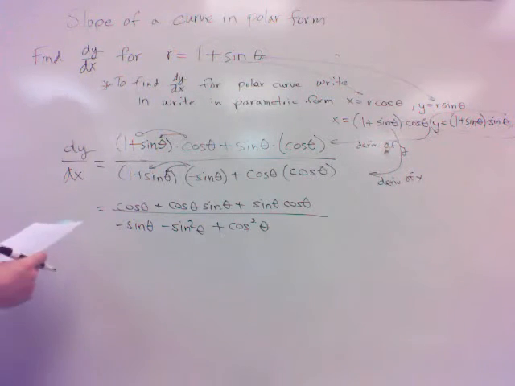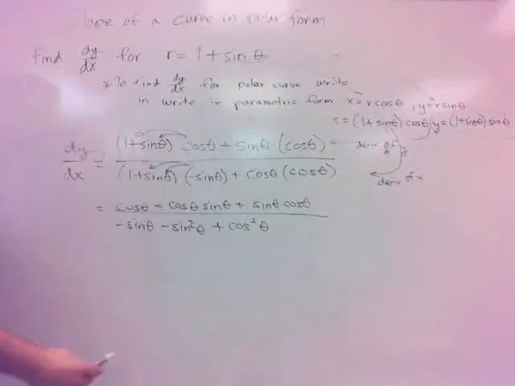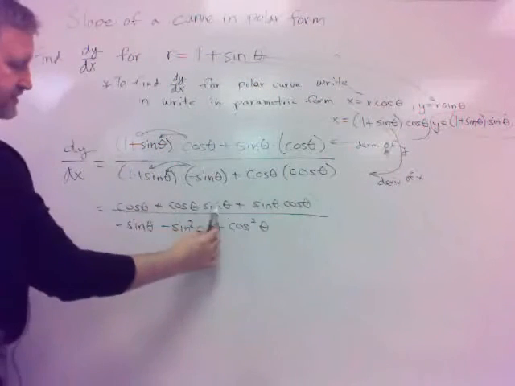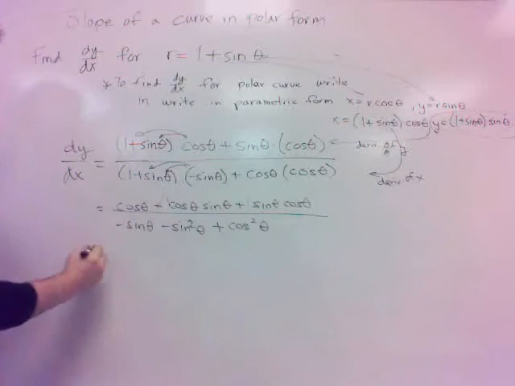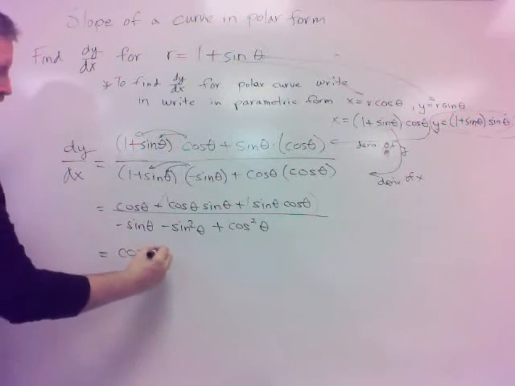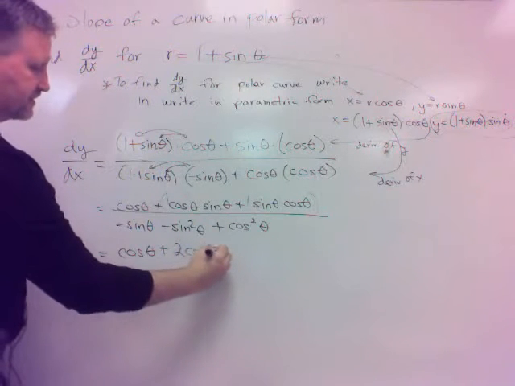And so to clean it up a bit, I've got like terms here, don't I? Sine theta cosine, or cosine sine, same thing as sine cosine. So I've got one of those, and so I've got two of those. So cosine theta plus 2 cosine theta sine theta, or vice versa, I guess.